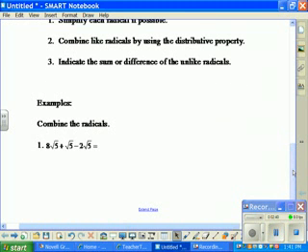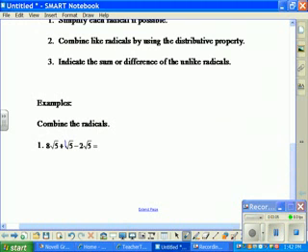All right, first example, we've got 8 radical 5 plus radical 5 minus 2 radical 5. So can we simplify the radical 5? No. Are they like radicals? Yeah. So can we combine them? What is the coefficient if nothing's written? All right, so we have 8 radical 5 plus 1 radical 5 minus 2 radical 5. What are we going to do?